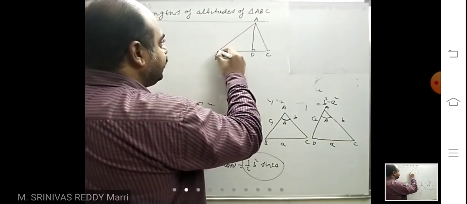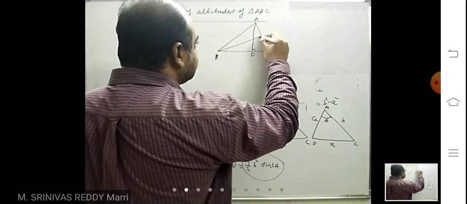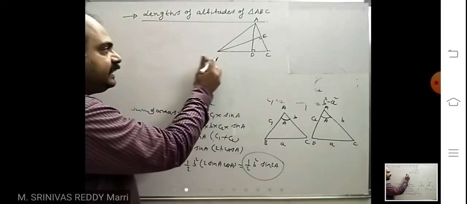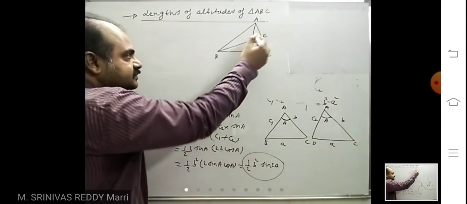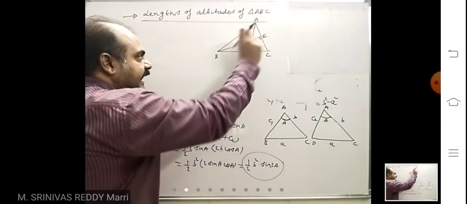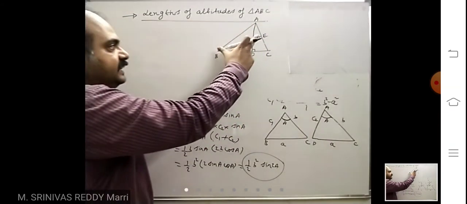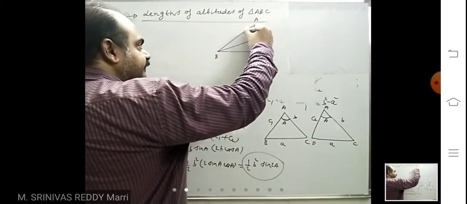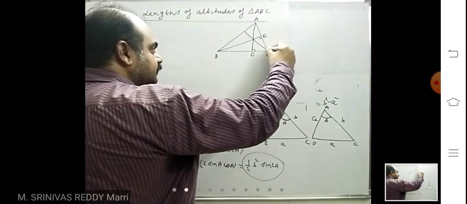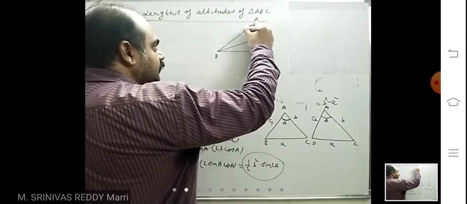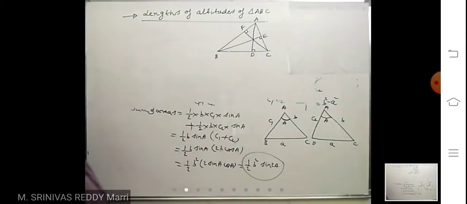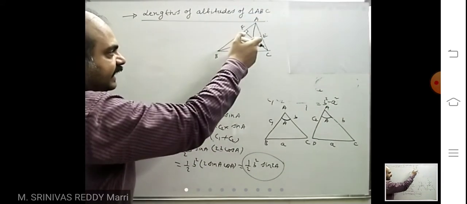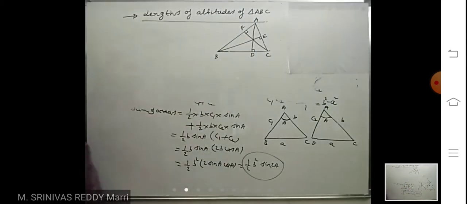Similarly, from B, drop a perpendicular upon CA. Let us say this is E. This BE is called length of altitude passing through B. This is the altitude passing through B, and this BE is called length of altitude. Now drop a perpendicular from C upon AB. So let us say this is F. Right? Now this length AD, this length BE, this length CF we have to calculate.